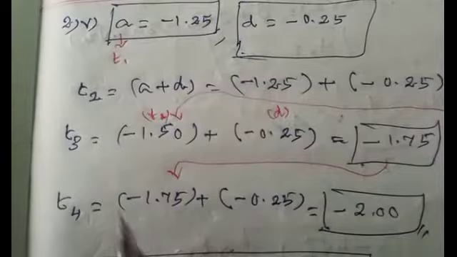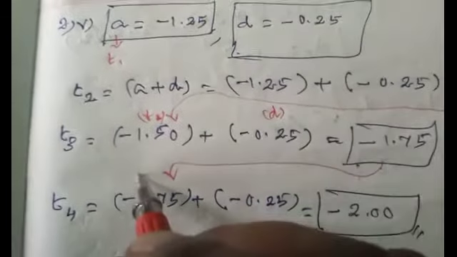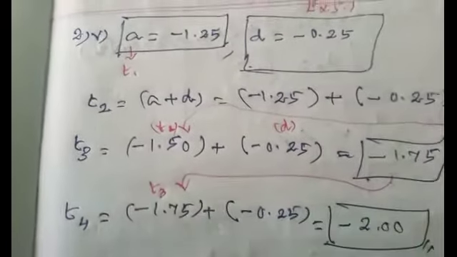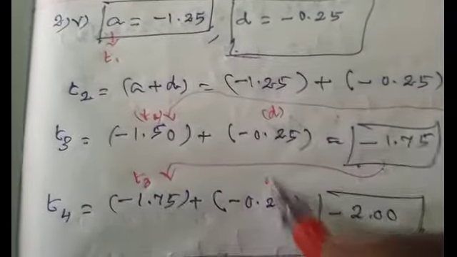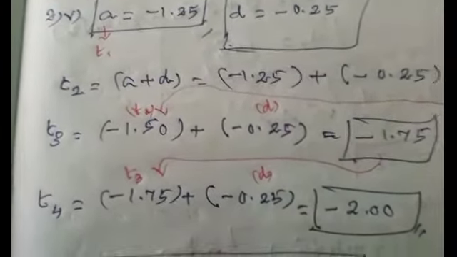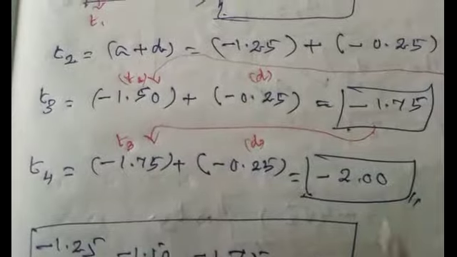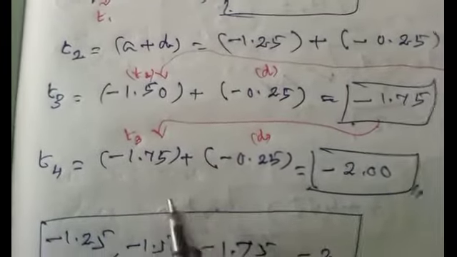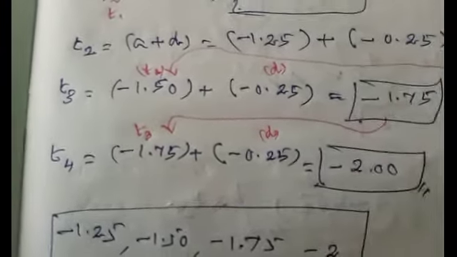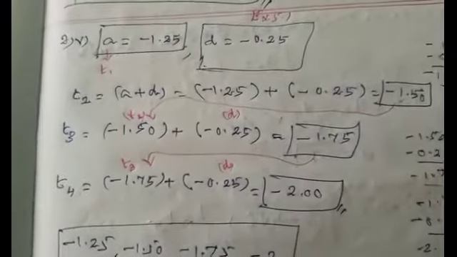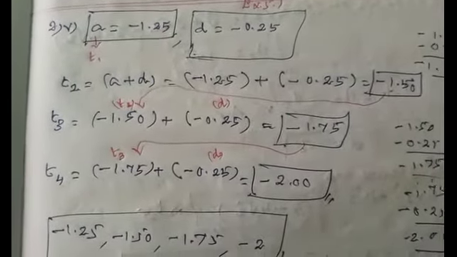Now to find t4, let us add the value of t3. So t3 plus its difference becomes t4. If you want t5, it means t4 plus difference. In this way also we can proceed to find. So there are two methods to find the arithmetic progression.